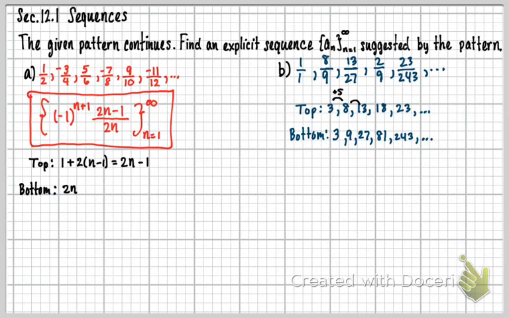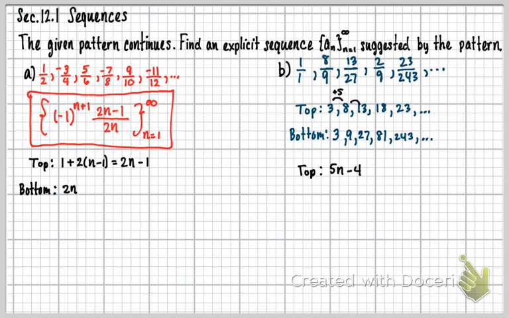So for the top, I'm going to get a 5n. And when I plug in 1, I need to get a 1. So when I plug in a 1 here, I get 5. But I need to get a 1, so I'm going to minus 4.